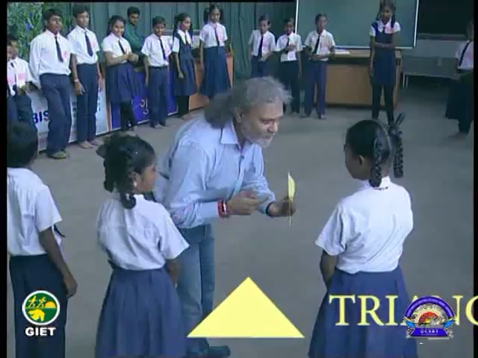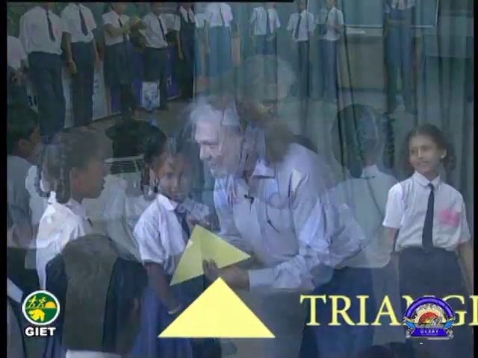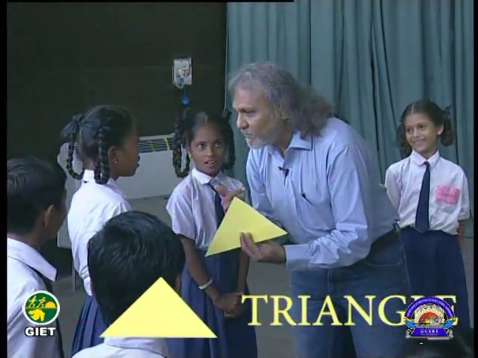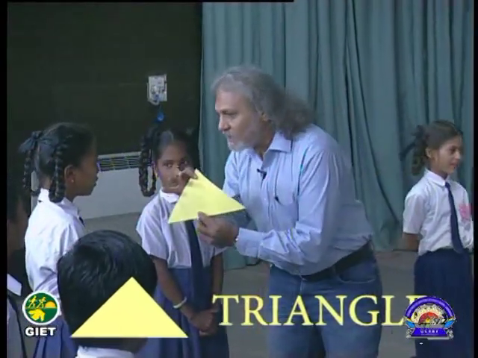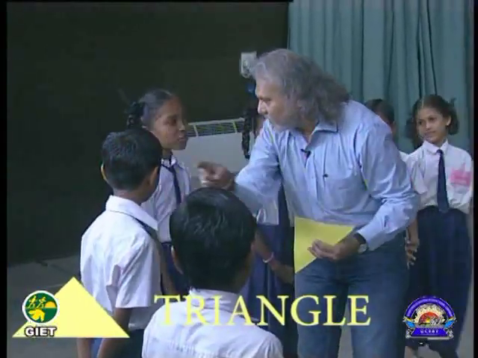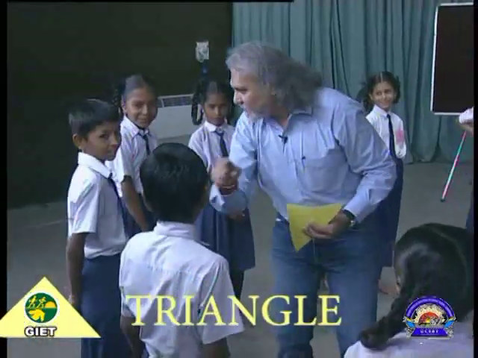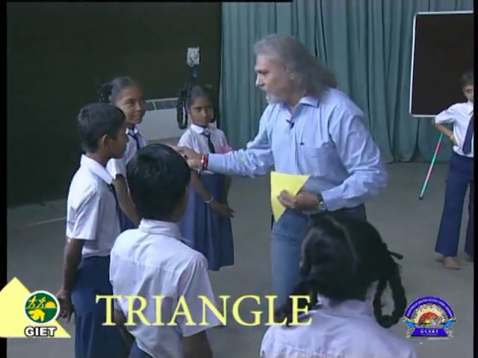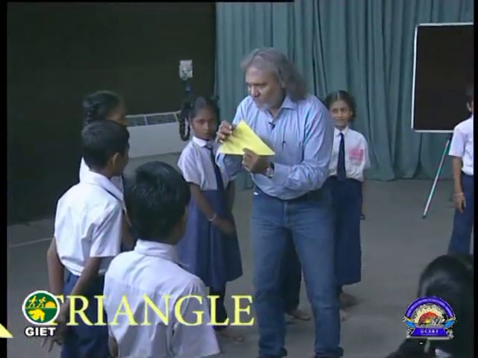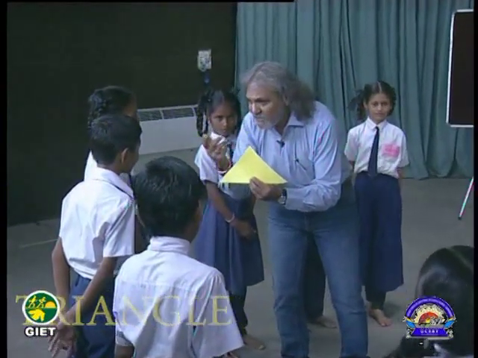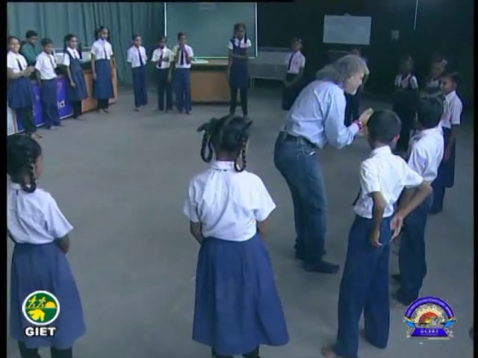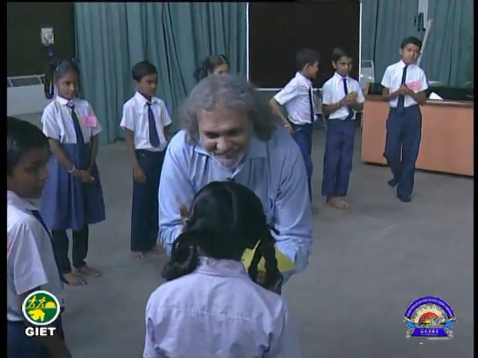What's your name? My name is Vijay. What's your name? Krishna. Okay. What is this? Triangle. What's his name? Darshan. What's his name? Kaluram. What's her name? Krishna. Okay, fine. What's this? Triangle. Complete answer. It is a triangle. It's a triangle.